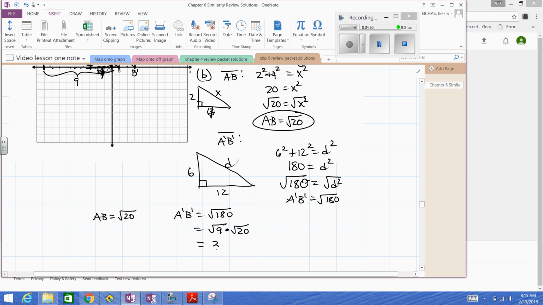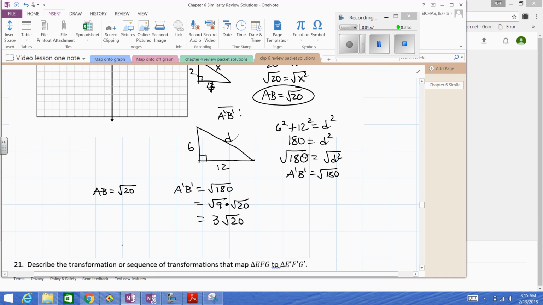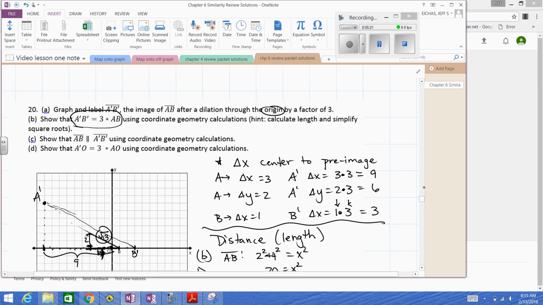And this is 3 square roots of 20. Square root of 9 turns into 3. So what we're seeing right now is that A prime B prime is equal to 3 times as much as AB. Because A prime B prime is 3 times the square root of 20. AB is only square root of 20, so we need that extra 3 there to even it out. Okay, so that takes care of this part. So that's what we showed right there.